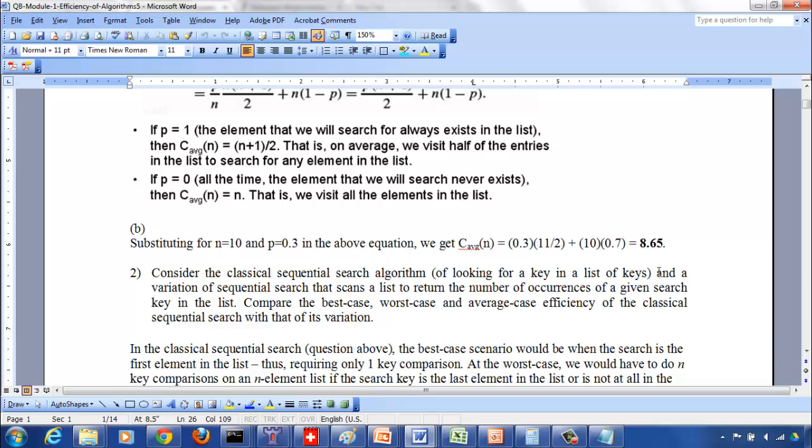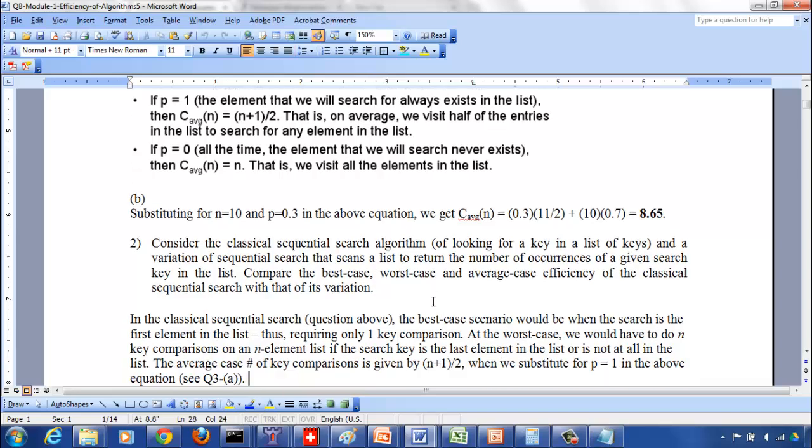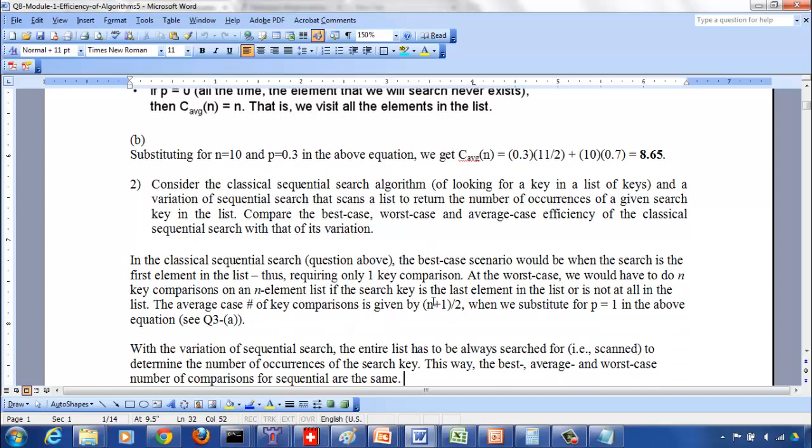So the best case in sequential search happens if the search key is the first element in the array. The worst case happens if you have to search the entire array, if the element is not there or is the last element in the array. So in the worst case you will do n comparisons, right? And in the average case you will do (n plus 1) over 2 comparisons if you know that the element you are searching for is in the array.